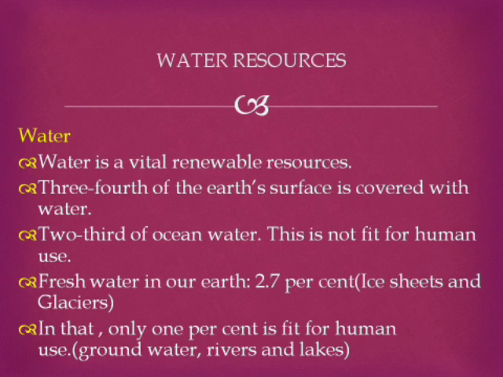Fresh water in our earth is 2.7%. This we get from the ice sheets and glaciers. Glaciers means snow river. And also in that 2.7%, only 1% is fit for human use. That we get from the groundwater, rivers and lakes.